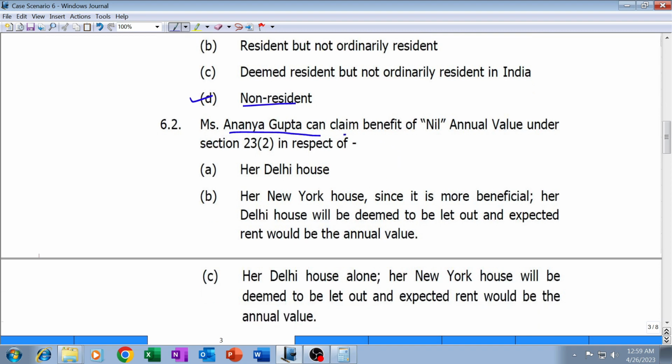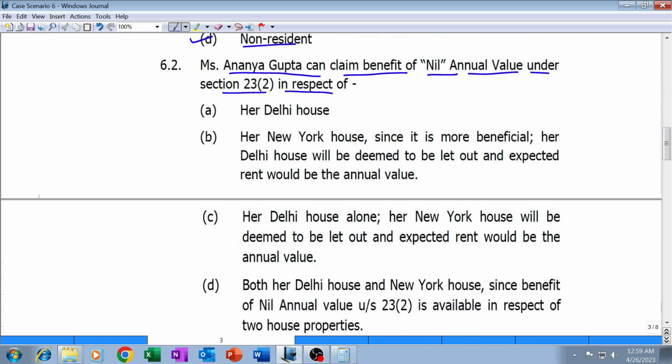Okay, then 6.2, Miss Ananya Gupta can claim benefit of nil annual value under section 23 clause 2, that is SOP, in respect of which of the properties? So 4 options are there. She is non-resident in India, therefore New York based property is not to be taken into account. One property is at New York, one is at New Delhi, and one is at Mumbai. Mumbai based property is already sold off. New York based property will not be taken into account, we know pretty well. So only New Delhi based property will be taken. Her Delhi house can be claimed as a self-occupied property with nil net annual value.